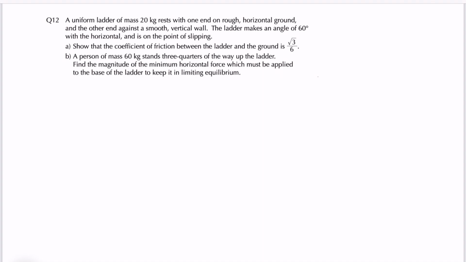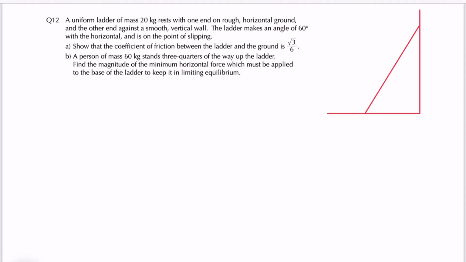Hello. Shall we talk about the ladder question, which is related to the mechanics part of the A-level maths? Question 12 says, a uniform ladder of mass 20 kg rests with one end on a rough horizontal ground and the other end against a smooth vertical wall. We shall pause right there and try to draw it out.